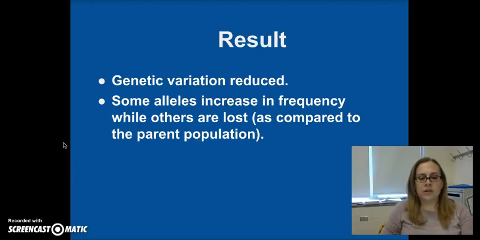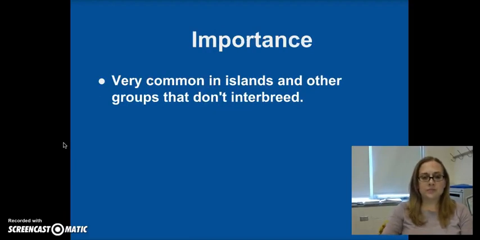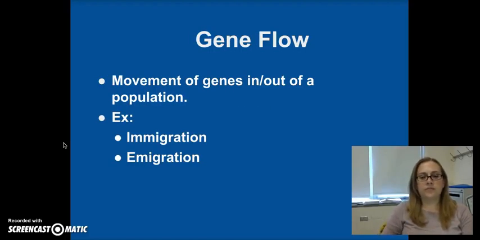Another good example is the Ashkenazi Jewish population. We've talked about that several times when we've talked about Tay-Sachs. And so again, this is important because it's very common in islands and other groups that don't interbreed, and so you tend to see loss of variation when groups are not able to interbreed with others.